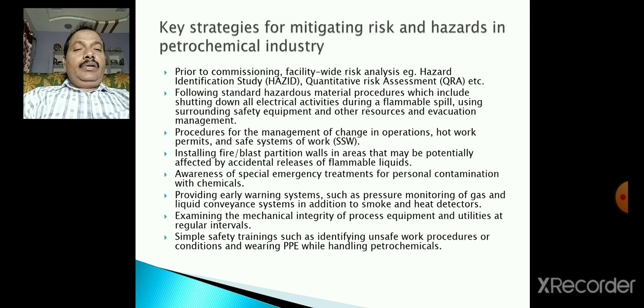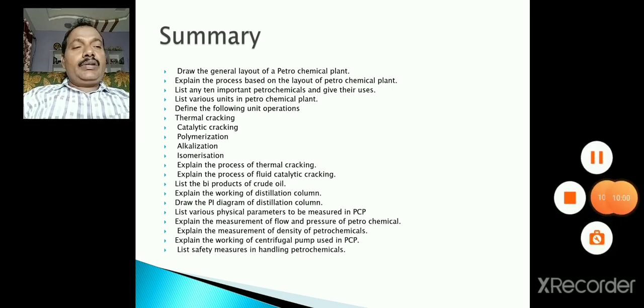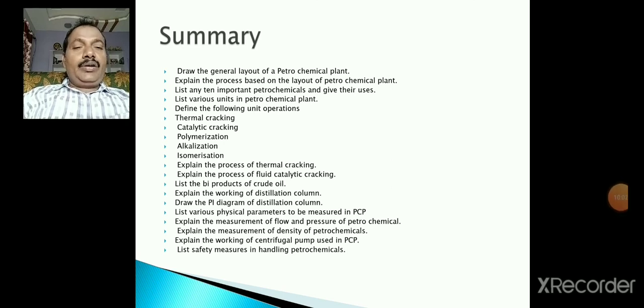And we have to examine mechanical integrity, that is the mechanical functioning of the process equipment, at regular intervals so that there should not be any defect in the process equipment, so that we can avoid hazard conditions. So, with this, we conclude our lesson.